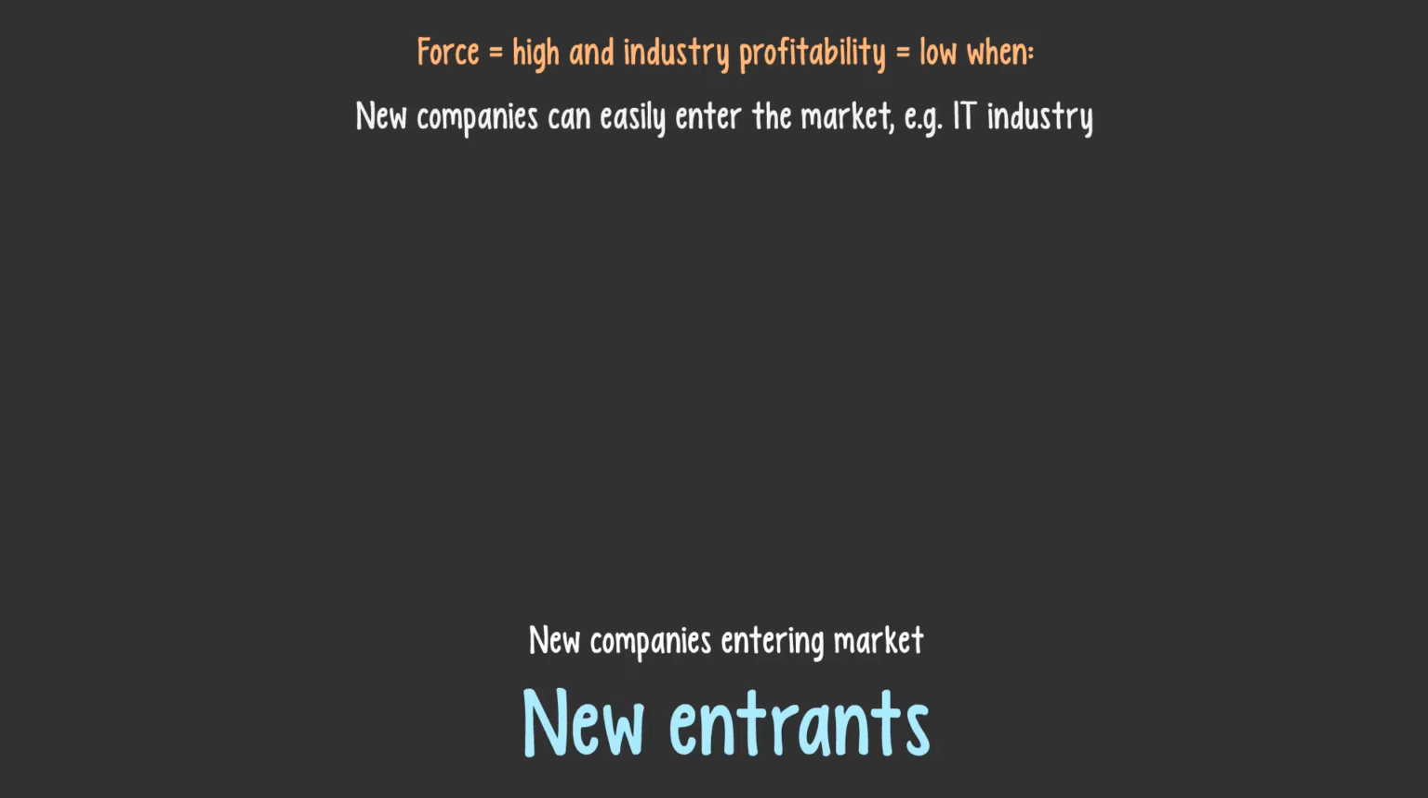However, if there's low barriers to entry, for example, our fruit and veg stall, when really anyone can go and buy some fruit and veg from a wholesaler and sell it on a market stall, then it's more likely that companies can easily enter the market. So, of course, if new companies can easily enter the market, it's less likely to be profitable because we're going to see more competition. Now, similarly, but not quite the same, another high force which would cause low industry profitability is if new companies are likely to or intend to enter the market.